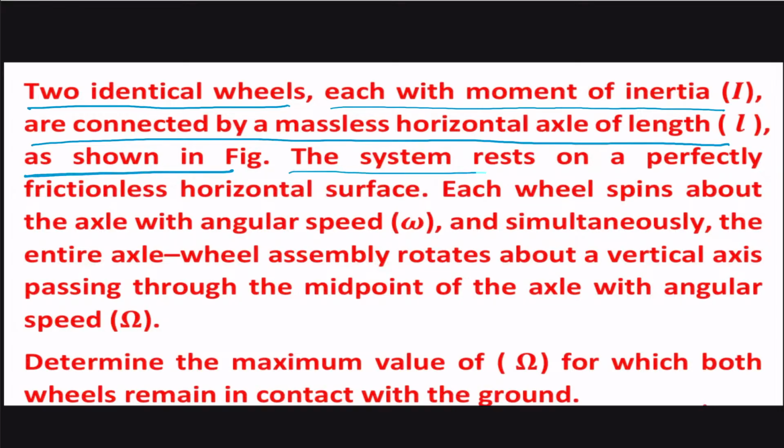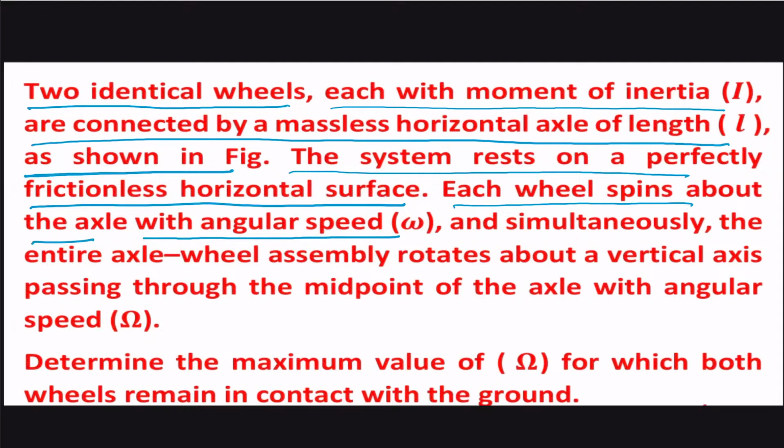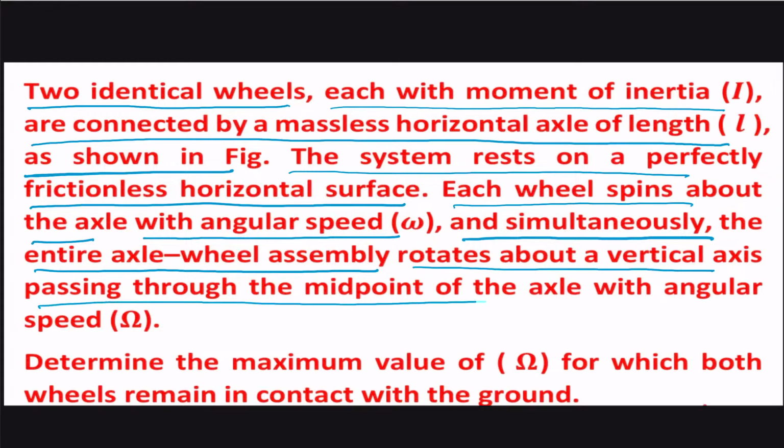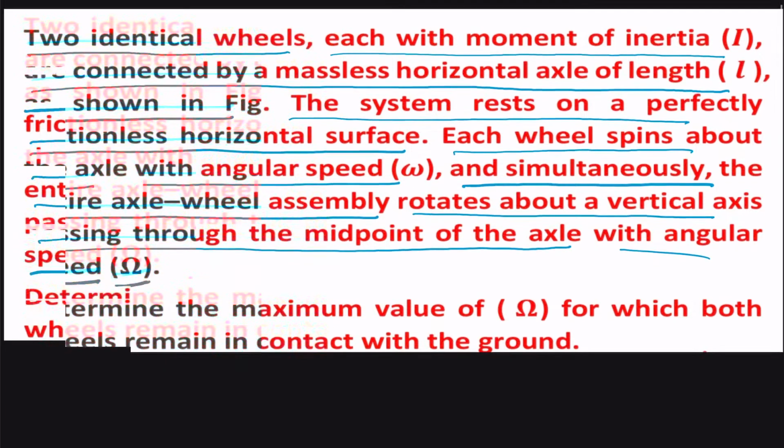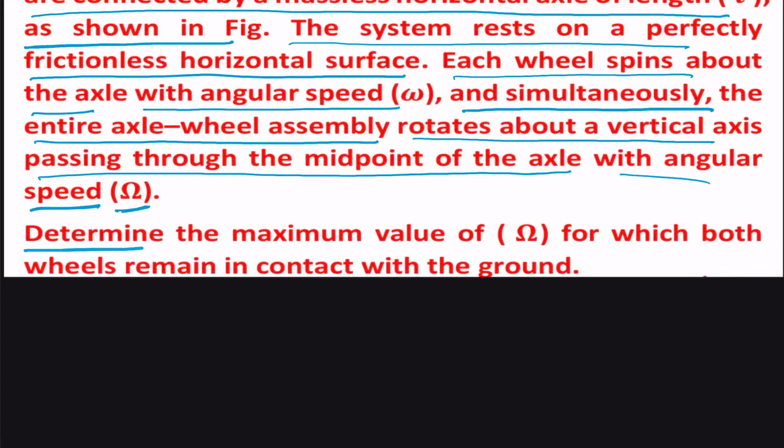The system rests on a perfectly frictionless horizontal surface. Each wheel spins about the axle with the angular velocity omega, and simultaneously the entire axle-wheel assembly rotates about a vertical axis passing through the midpoint of the axle with the angular velocity of capital Omega. Determine the maximum value of this capital Omega for which both wheels remain in contact with the ground.